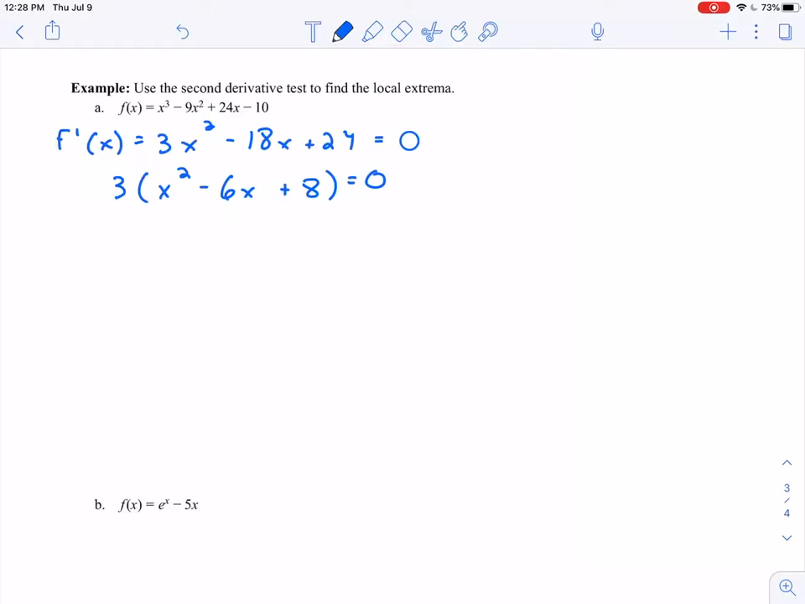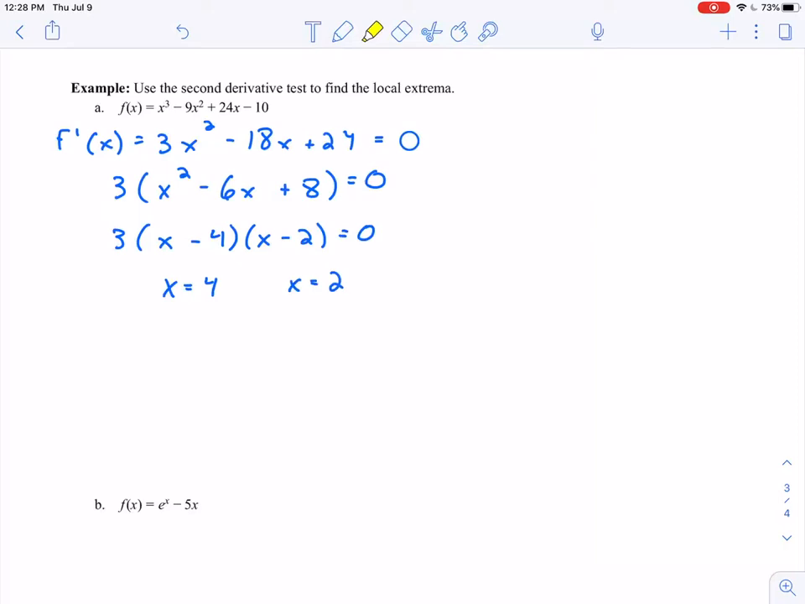And then I can factor this. I should have x minus 4 times x minus 2 is equal to 0. So my critical numbers are x equals 4 and x equals 2. If I'm just looking for local extrema, I should also be looking to see where the first derivative is undefined. But if we look at the first derivative, 3x squared minus 18x plus 24, that's a polynomial. We know it exists everywhere, so we know that 4 and 2 are our only critical points.